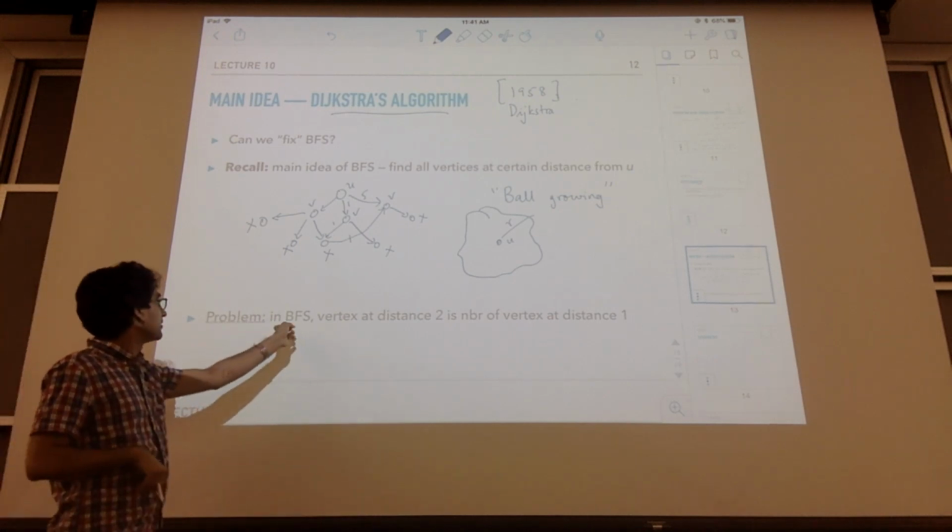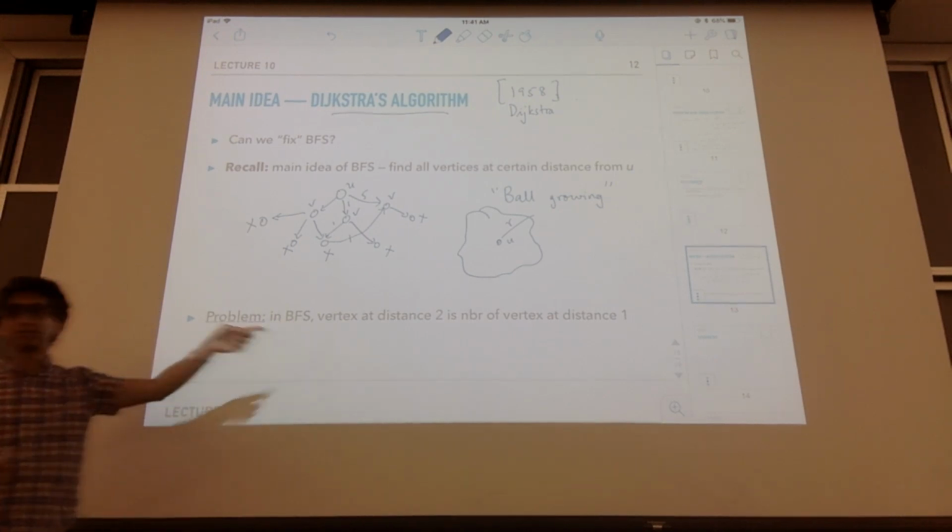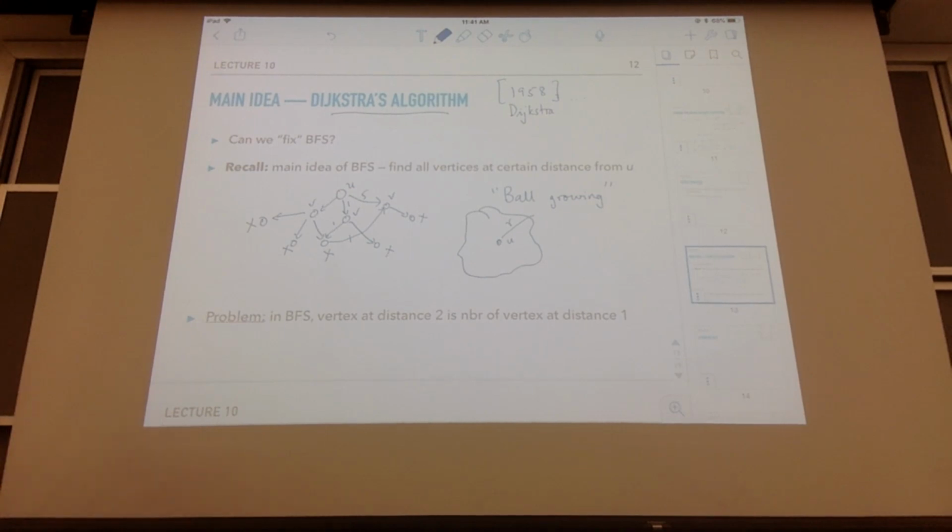This is one of the key differences between weighted graphs and unweighted graphs. If you have an unweighted graph and you want a vertex at distance 2, it's a neighbor of a vertex at distance 1. But if you've got edge weights, then you could just have had a 2-length edge out of this vertex. So there are many ways of getting a shortest path length of 2.